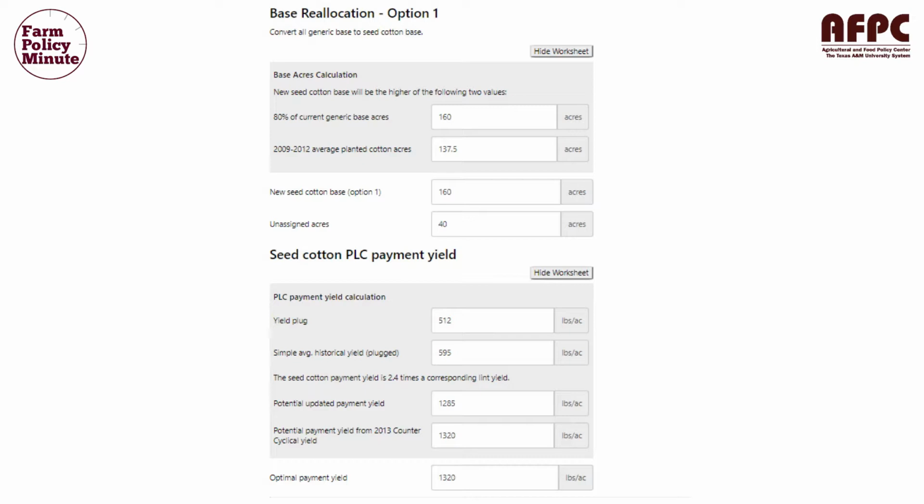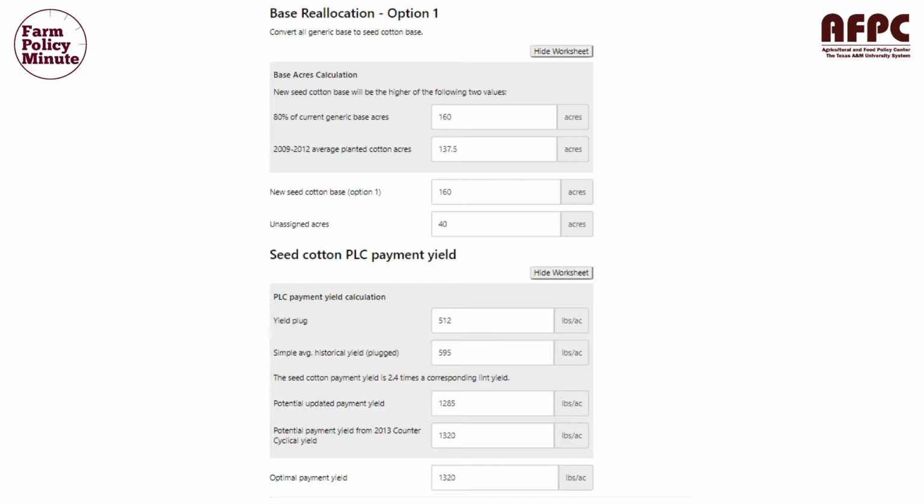And that's where this becomes a decision for producers, because I don't know if that 160 is a good option, or is there another option so I can keep all of it, and that is option 2 that we'll talk about in a second.